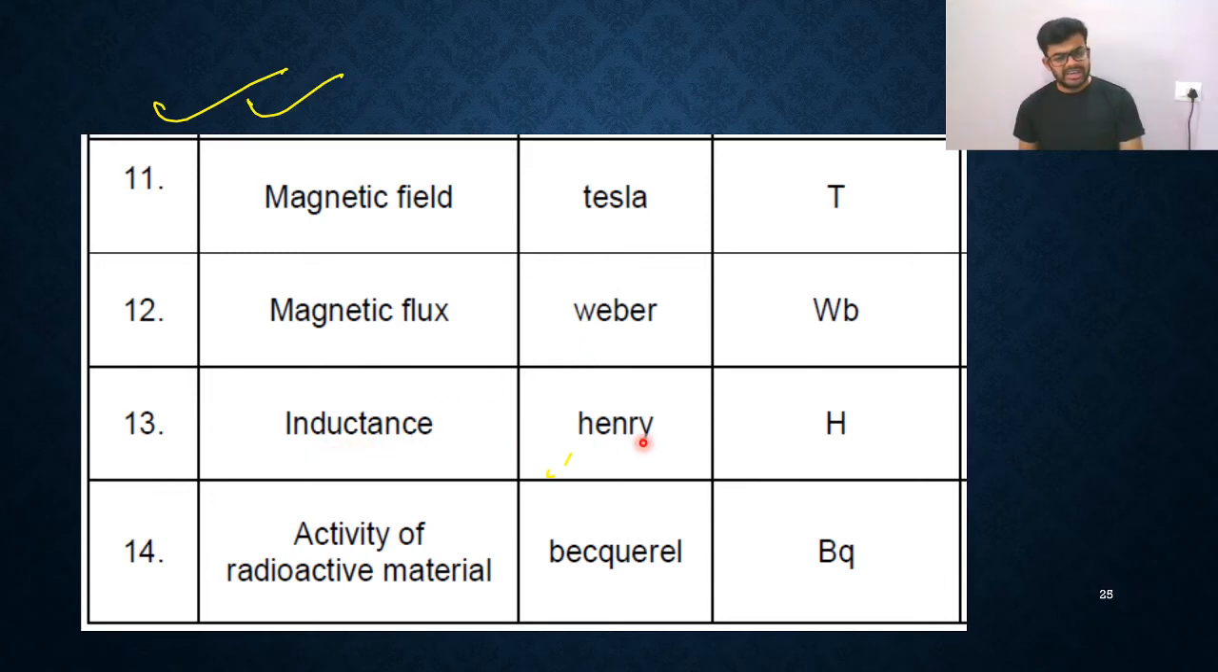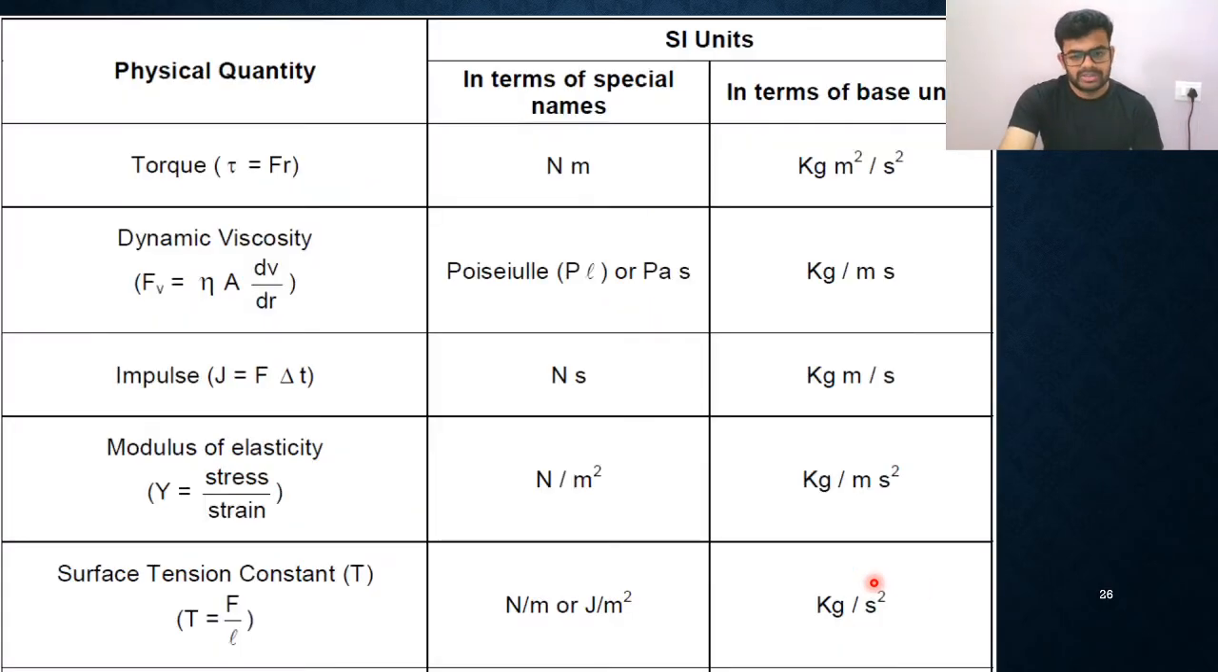The unit of inductance is Henry. Similarly to the unit of capacitance, farad, the unit of inductance is Henry. The name of the scientist is Henry. Now the activity of a radioactive material is measured in Becquerel, Bq. Generally, we don't use it.